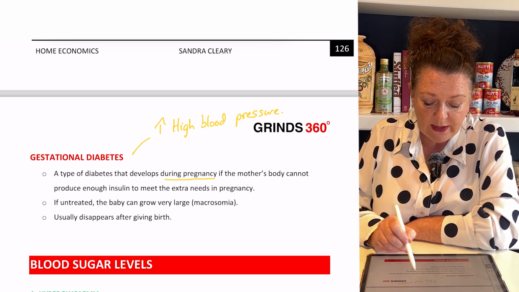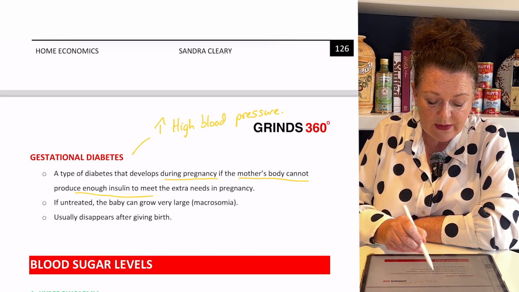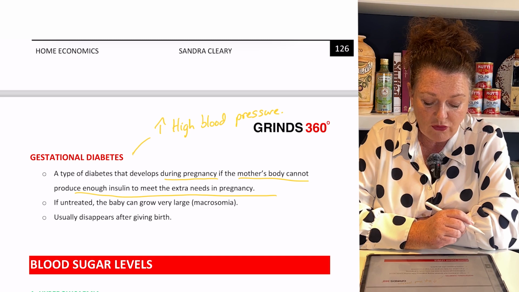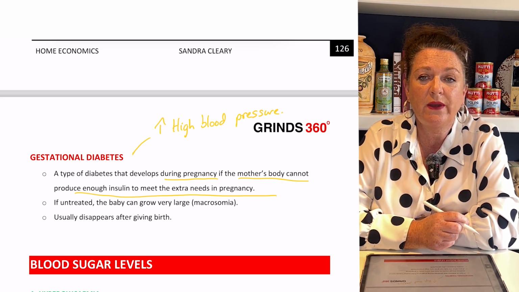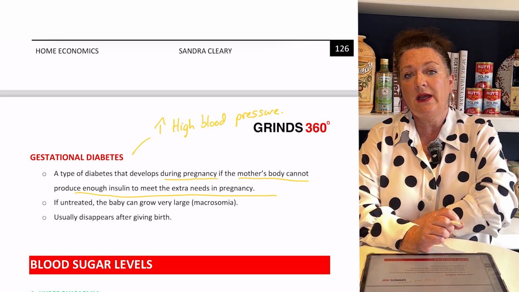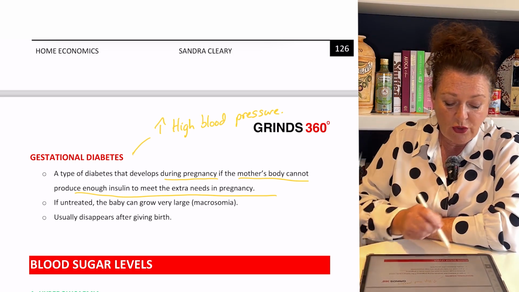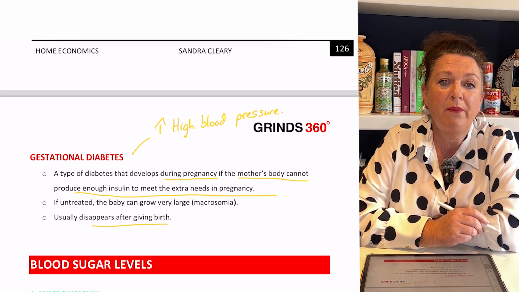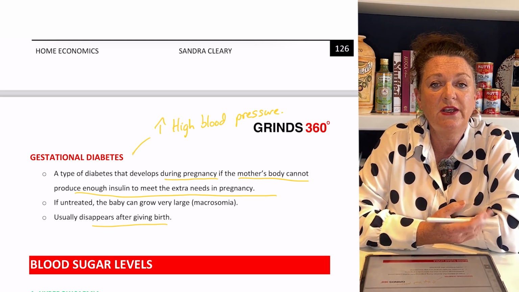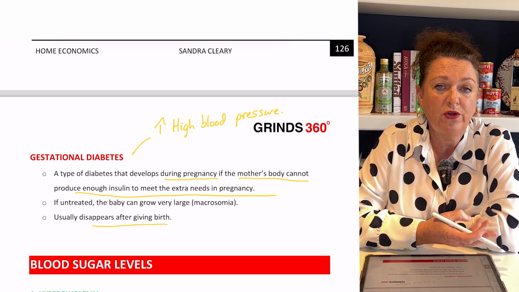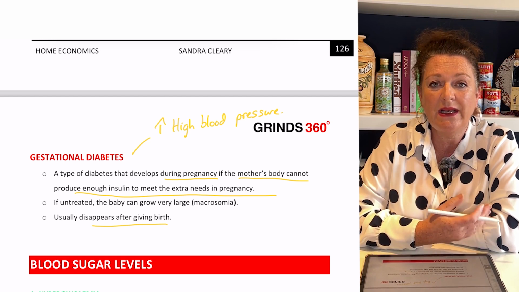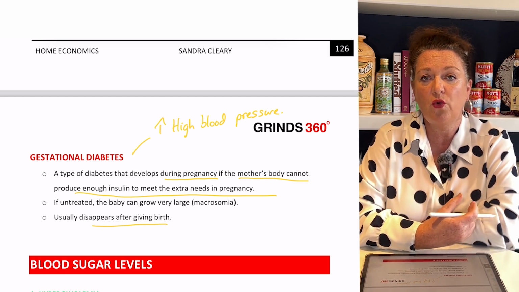So it develops during pregnancy if the mother cannot produce enough insulin to meet the extra needs in pregnancy. If untreated, the baby can grow very large, which is called macrosomia, and then the baby supposedly is predisposed to diabetes in later life. Usually disappears after birth. And the best way, again, to treat gestational diabetes is to observe a high fibre, low sugar diet, low in fat, and plenty of exercise, and ideally be at a healthy weight before pregnancy.